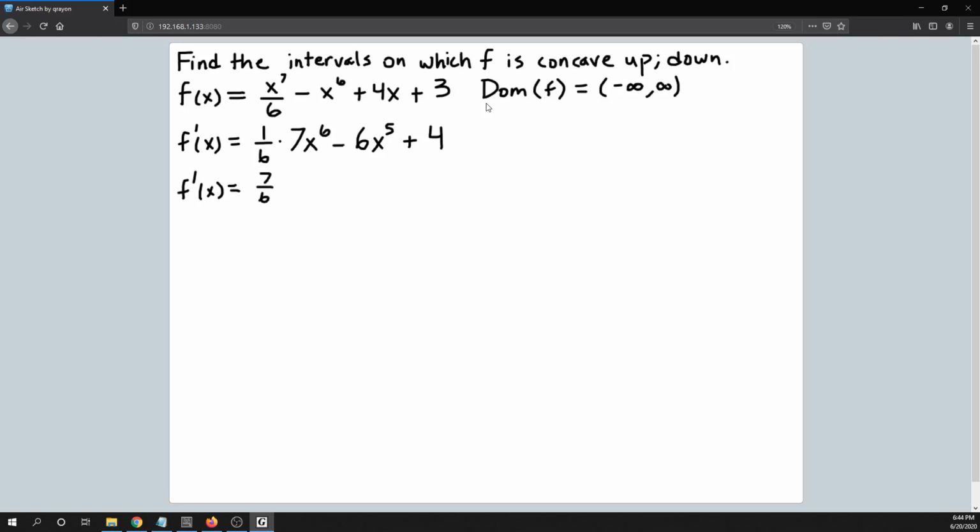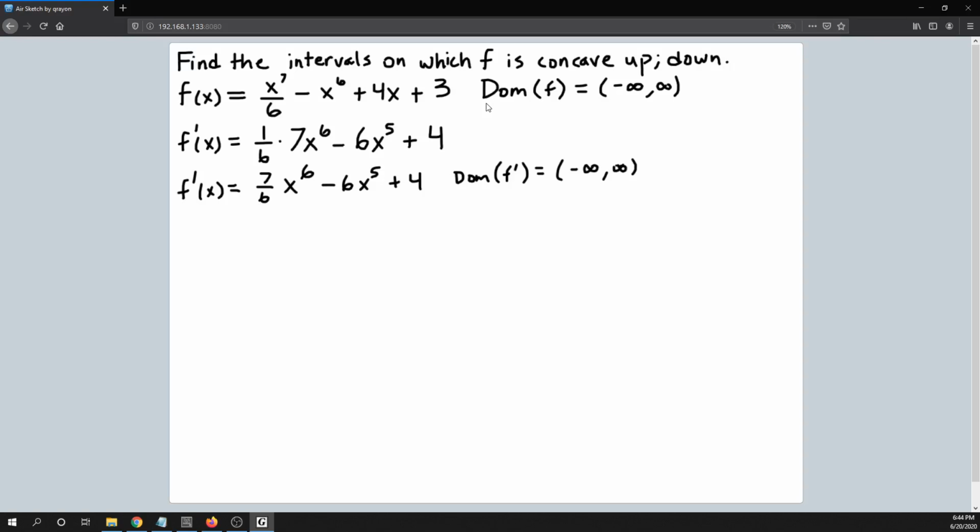Okay, so just cleaning that up a little bit, I get that the derivative is 7/6 x to the 6th minus 6x to the 5th plus 4. All right, and the domain of the derivative is, again, all real numbers because it's a polynomial, and the domain of any polynomial is all real numbers.